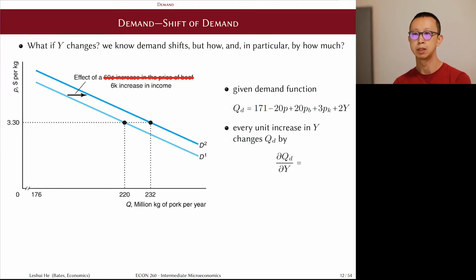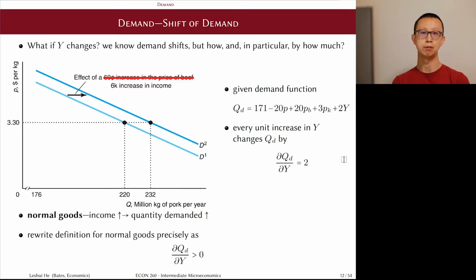So in this particular case, along similar lines, we can just take a derivative of the demand function with respect to income level, and the result is 2. And the interpretation is that if there's a 1 unit increase in income level of consumers, quantity demanded is going to increase by 2 units. When people have higher income, they consume more.